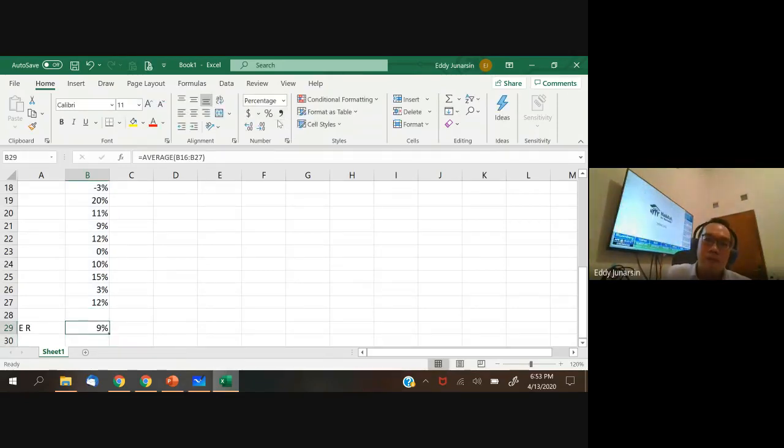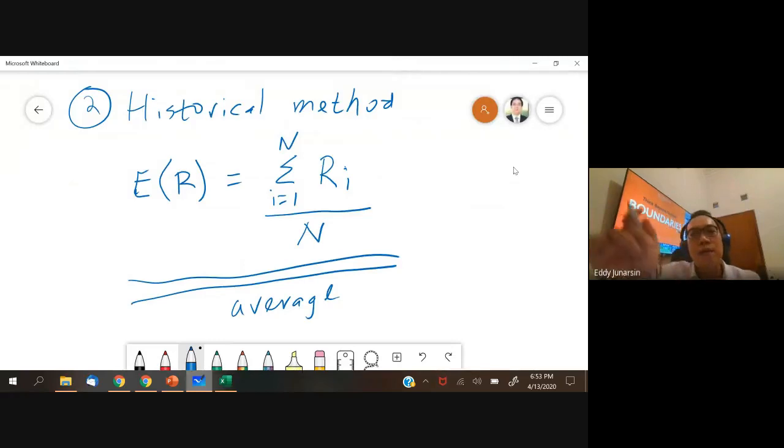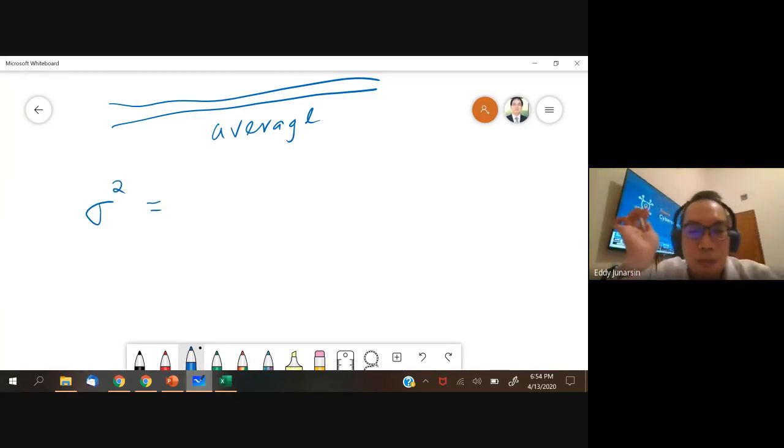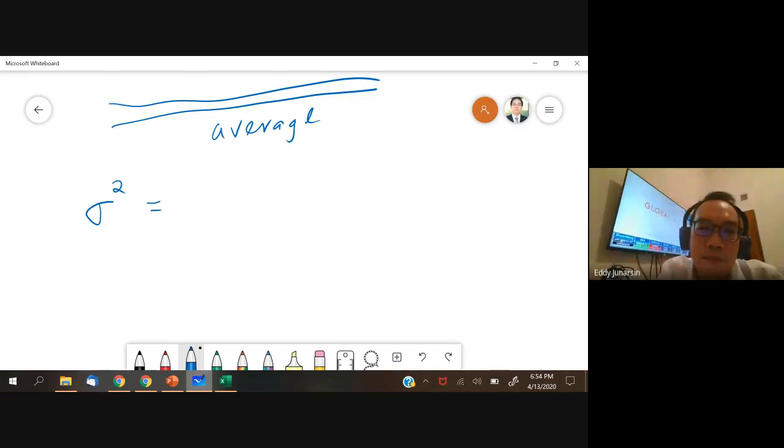Okay, so the average return is 9.08%, right? 9.08%. Okay. So what about the risk using this method? So in a similar fashion, right, the variance. If you still remember, variance is the squared standard deviation, deviation squared. So it measures the deviation from the expected return.